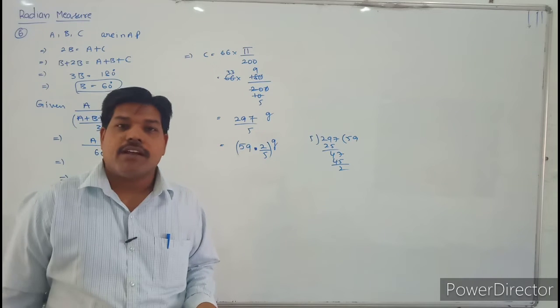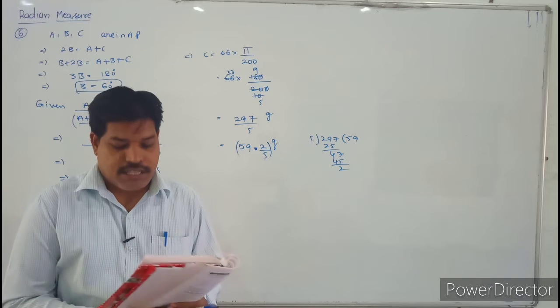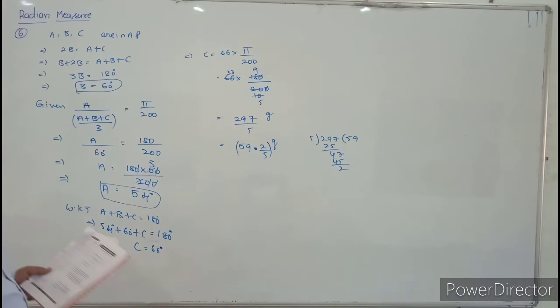The answer is not there. So the answer is nothing but none of these. None of these is the answer. That is nothing but option 4 is the answer. Okay. So see that question, students.